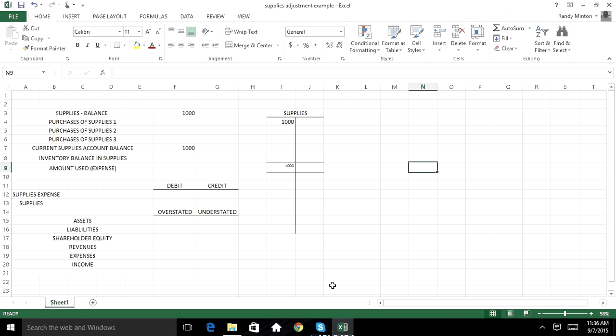Typically there are 5 different adjusting entries that have to be made at the end of every accounting period. The first is the one that I'm going to do today, the prepaid expenses. The others are unearned revenue, accrued revenues, accrued expenses, and depreciation.